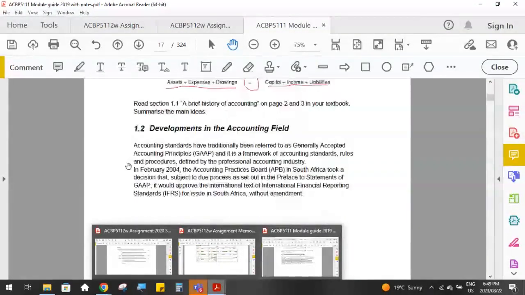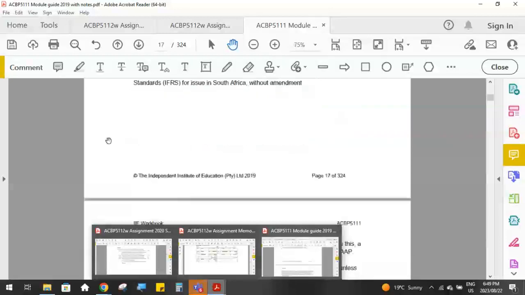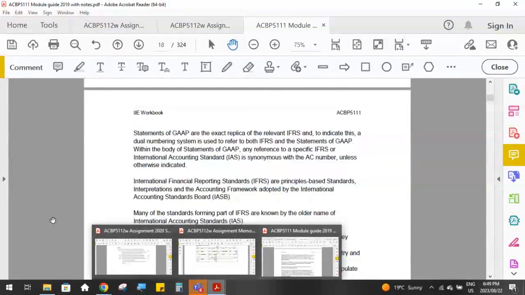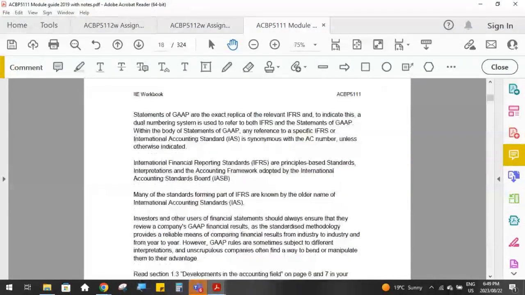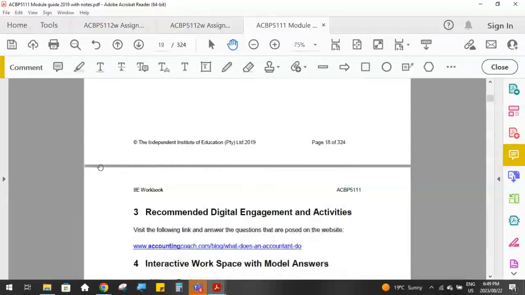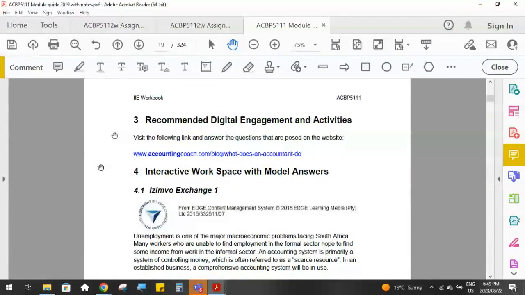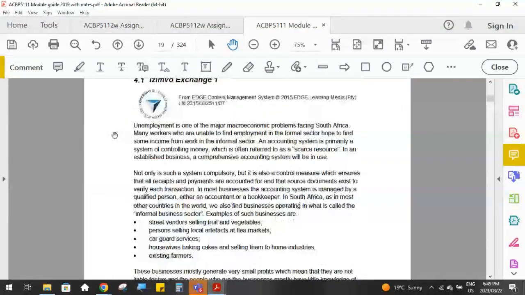All right, so now let's have a look at some other things. Developments in the accounting field. This is in your textbook, and I'm not going to go through that. It's just theory that you guys can read through. Recommended additional reading. There's not really much there.